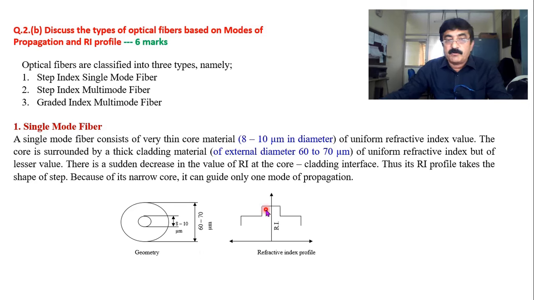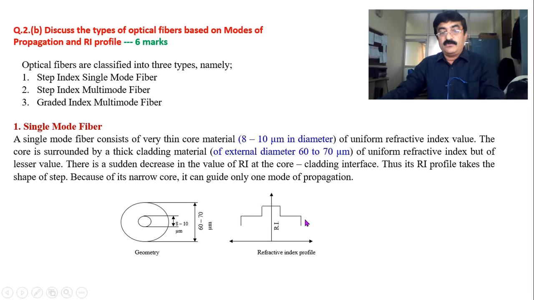Our refractive index profile. See, this is refractive index value. This is a diameter or radius value. Inside the core, refractive index is constant but large. Suddenly falls and remains constant once again. So core is greater than clad, but inside the core it is constant. Inside the clad also it is constant. This is about single mode.